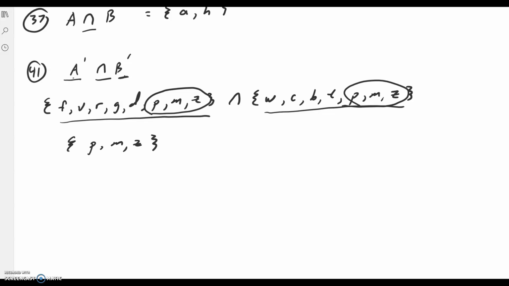Now, it's kind of interesting that those three letters are the three letters that are not in A and not in B. Do you think that's a coincidence, or do you think that there's a reason for that? So think about this. These are all the things not in A. These parts were in B. These parts were not in either. These are all the things that are not in B. These parts were in A only, and these were not in either.